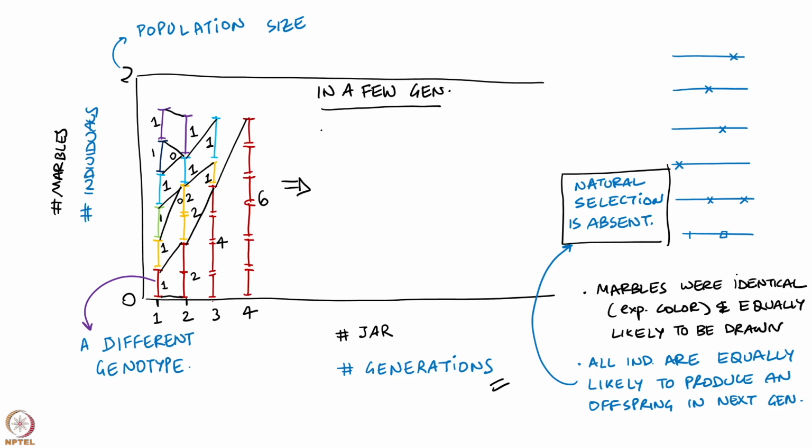In a few generations, most of the genetic diversity is lost. In fact, all colors or all genotypes except one type of genome have been lost from the population. Only one genotype survives.